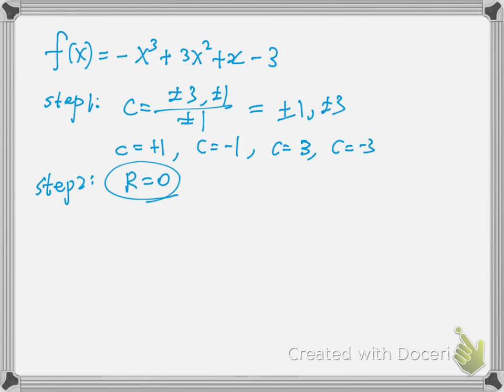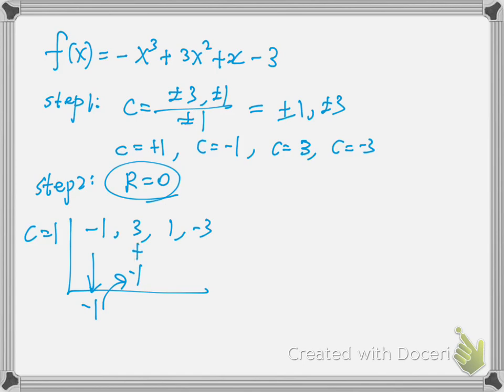And this time we try c is 1, then we got remainder 0, the first one. So it's -1, 3, 1, -3. Bring down -1, -1 times 1 is -1. Then 3 plus -1, we got 2. 1 times 2 is 2. 1 plus 2, we got 3. 1 times 3 is 3. And then the remainder is 0, right? So we got our first solution.